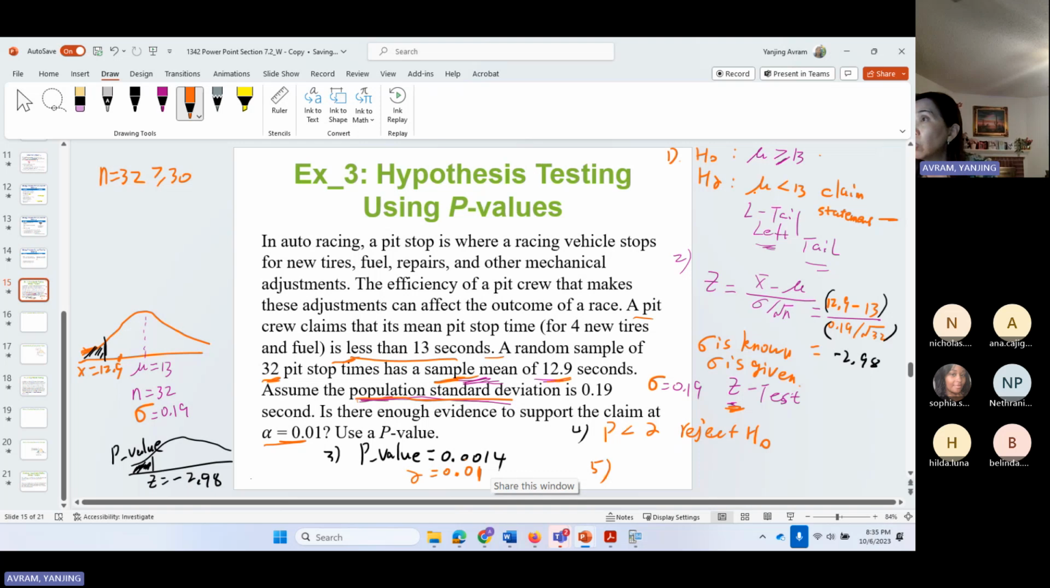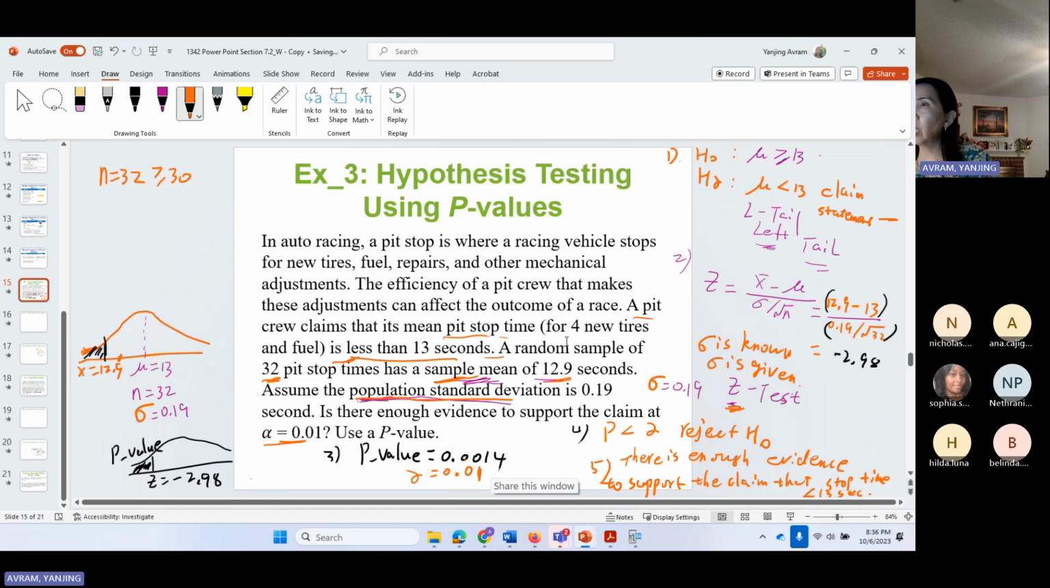And what's the alternative one? The alternative says the bin stop time is less than 13 seconds, so that one is correct. If you go look at the tables, we say there's enough evidence to support a claim. So what is the claim? The stop time is less than 13 seconds. We have enough evidence to support this claim.